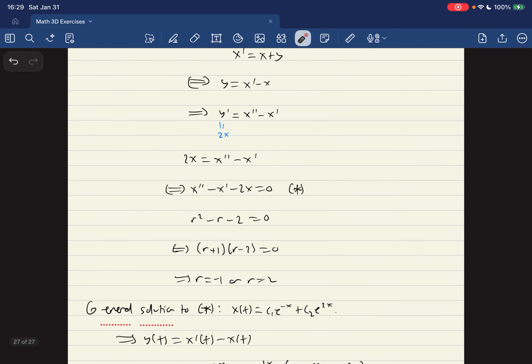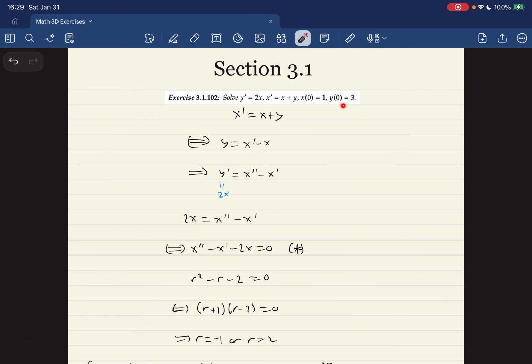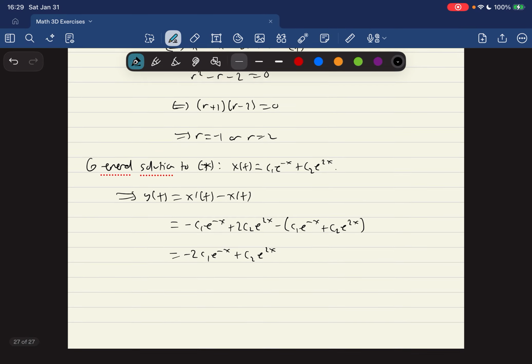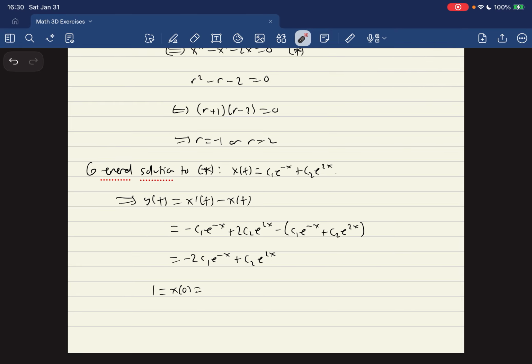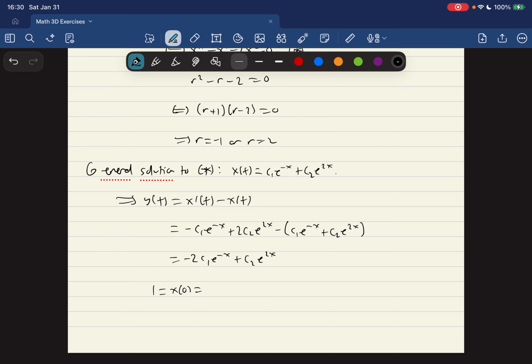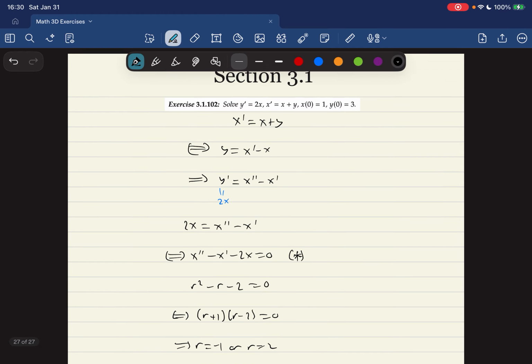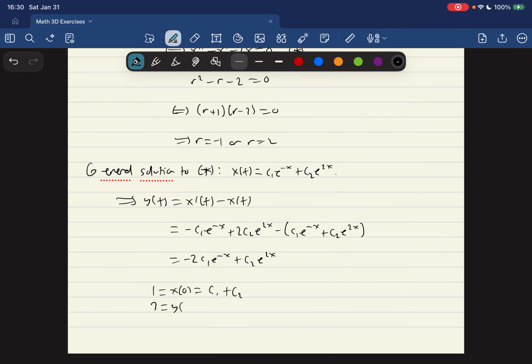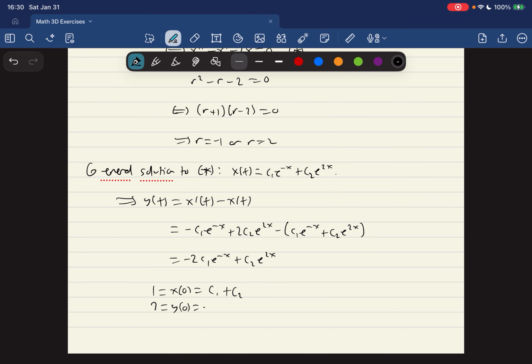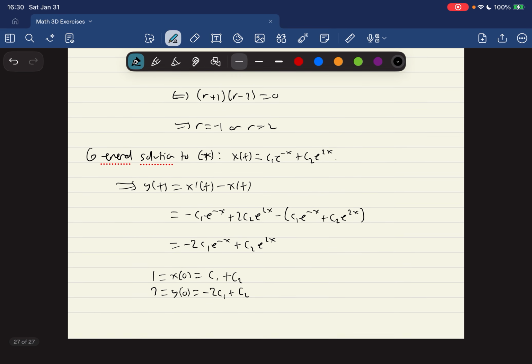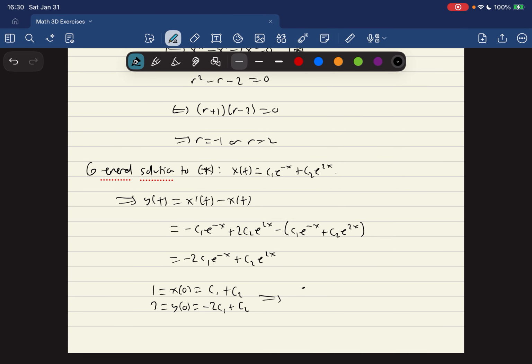But remember that we were given these initial conditions up here. We're given that x of 0 equals 1 and y of 0 equals 3. So 1 equals x of 0. And if we plug in 0 to the formula for x, we get c1 plus c2. 3 equals y of 0. And if we plug in 0 to this formula for y, we get negative 2c1 plus c2. And so now this gives us the system c1 plus c2 equals 1, and then negative 2c1 plus c2 equals 3.